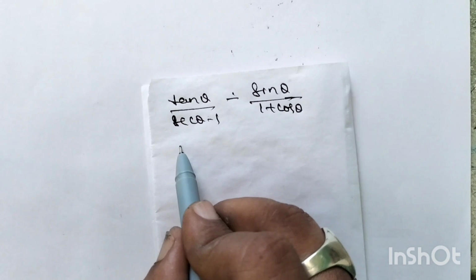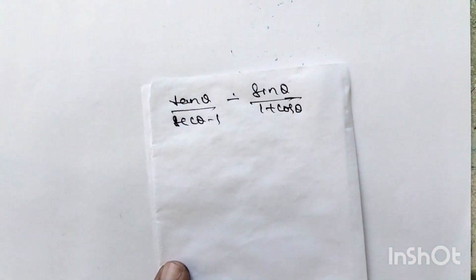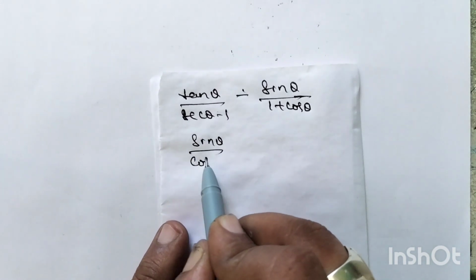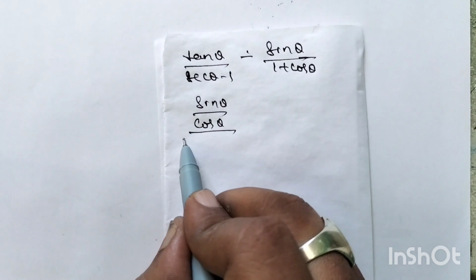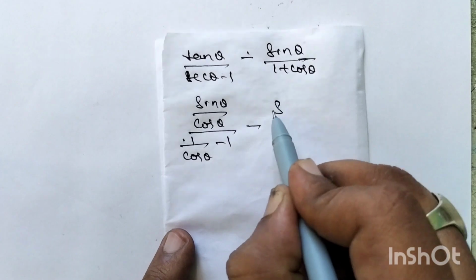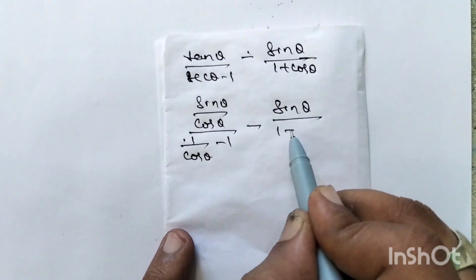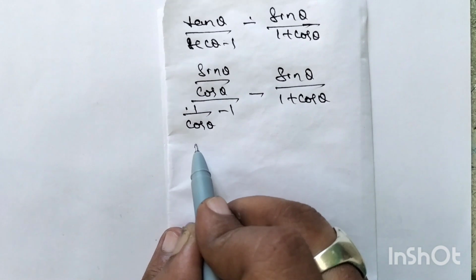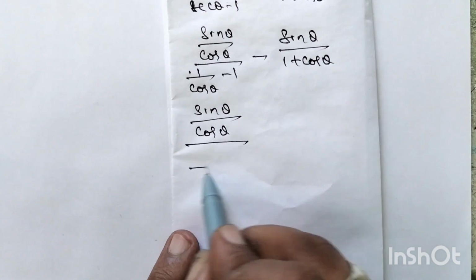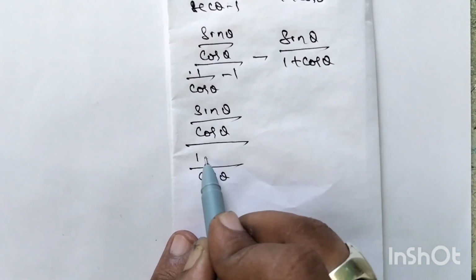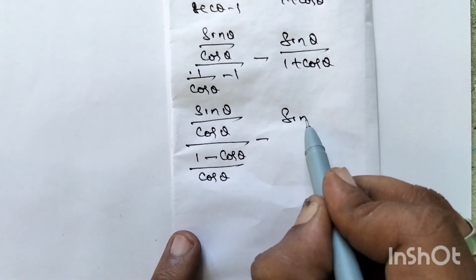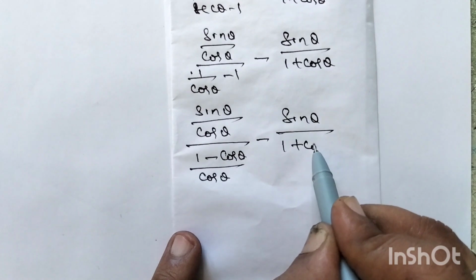To prove this, I will take it as: tan theta is written as sin theta by cos theta, divided by sec theta, which is written as 1 by cos theta, minus 1. So minus sin theta divided by 1 plus cos theta. So sin theta by cos theta divided by, cos theta is the LCM, remaining is 1 minus cos theta, minus sin theta divided by 1 plus cos theta.